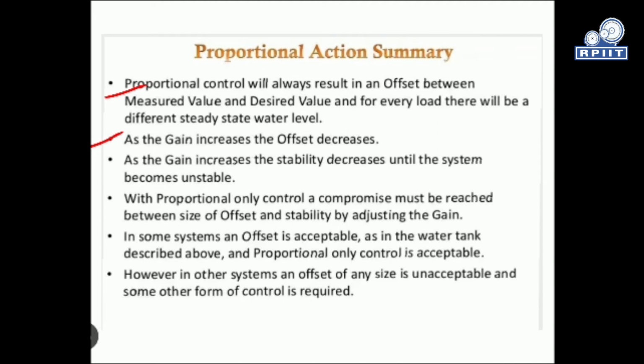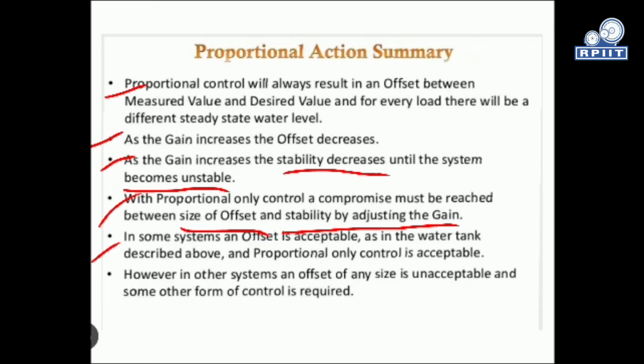As the gain increases, the stability decreases until the system becomes unstable. So increasing the gain is also a disadvantage. If we increase it above the limit, the system will become unstable. With proportional-only control, a compromise must be reached between the size of the offset and stability by adjusting the gain. If we increase the gain, the offset will decrease, but the instability will increase. In some systems this offset is acceptable.